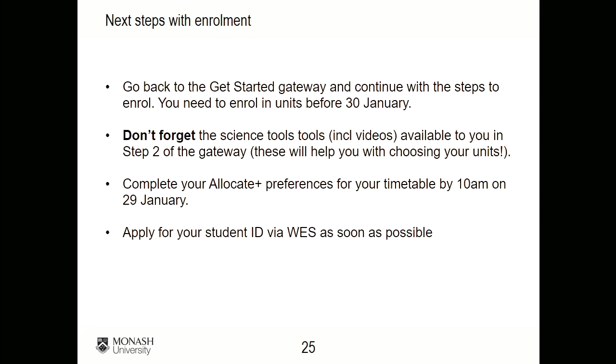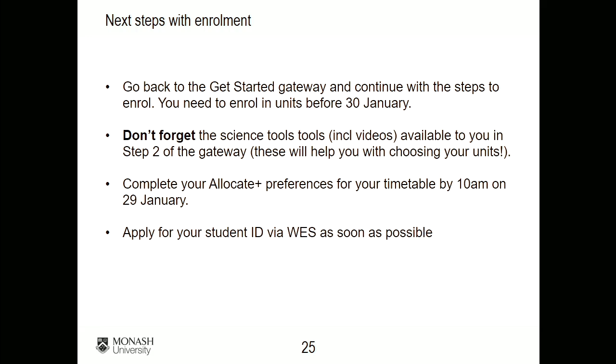In terms of the next steps with enrolment, go back to the Get Started gateway and continue with the steps to enrol. You need to enrol in units before the 30th of January, so make sure you do that. Don't forget the science tools, including the videos available to you in step 2 of the gateway, to learn about what each of the different schools do. This will also help you in choosing your units.